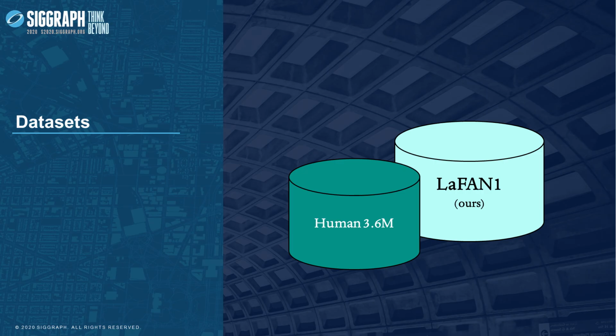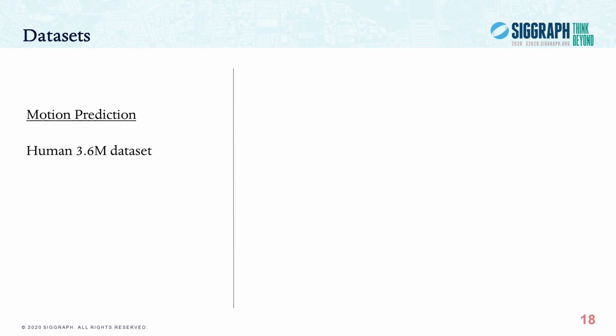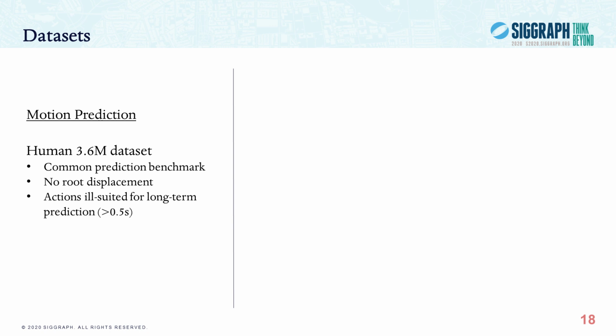For our experiments, we used the Human 3.6M dataset commonly used in the motion prediction literature, and we also present our novel high-quality LAFAN1 dataset. In the paper, we validate our motion prediction model baseline on the commonly used benchmark for prediction on Human 3.6M. It doesn't incorporate root displacement and also contains many actions ill-suited for long-term predictions or transitions. Indeed, many actions such as smoking, discussing, and phone call contain sporadic movements that are random on long time frames. It contains over 300,000 frames at a rate of 25 frames per second recorded from 7 subjects.